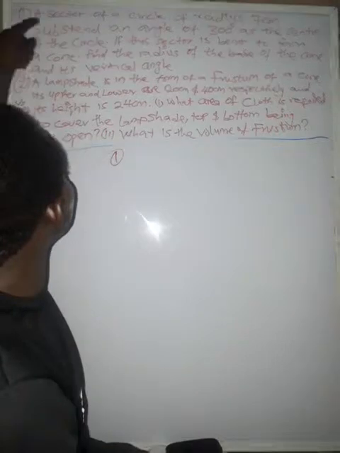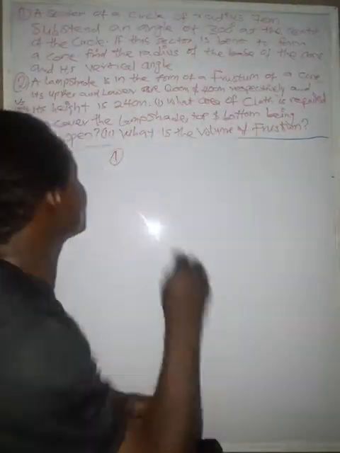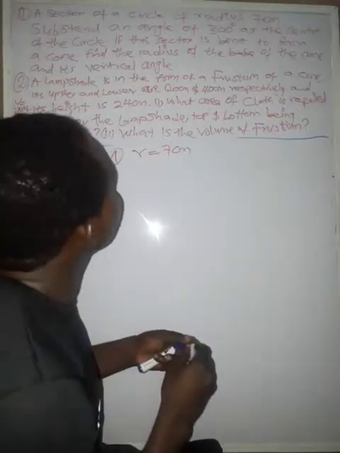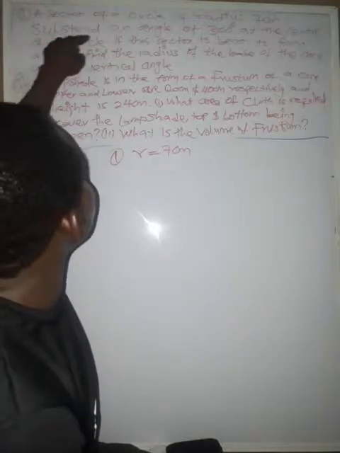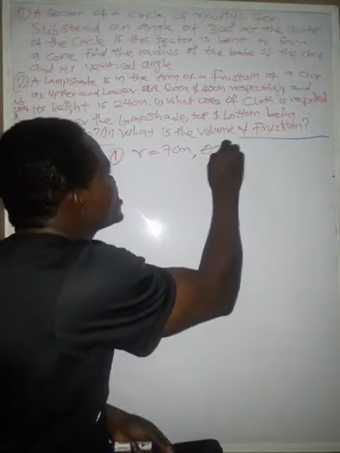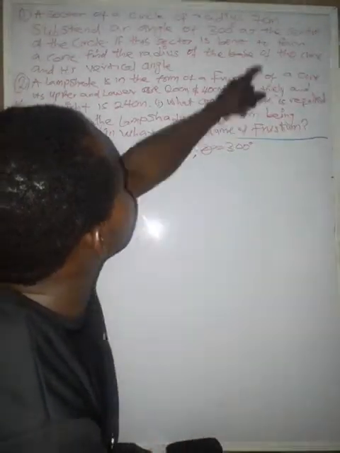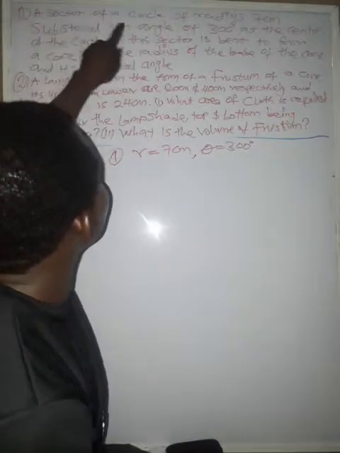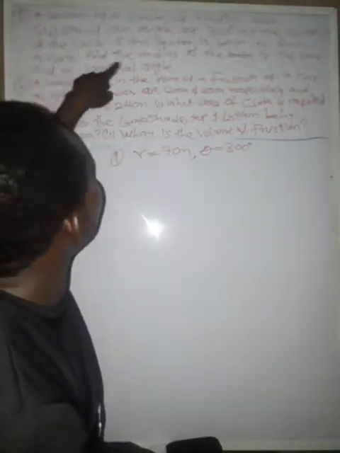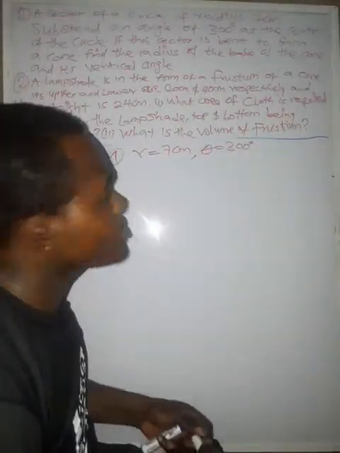The first question says the sector of a circle of radius 7 cm, so you know the radius to be 7 cm, subtends an angle of 300 at the center of the circle. Theta is 300 degrees. If this sector is bent to form a cone, find the radius of the base of the cone and its vertical height.